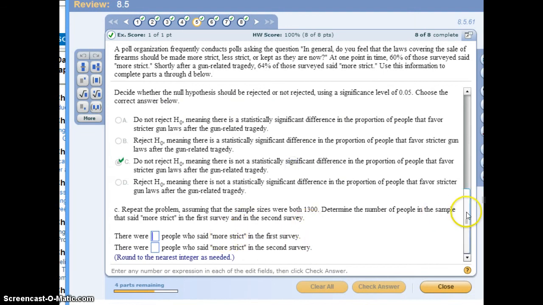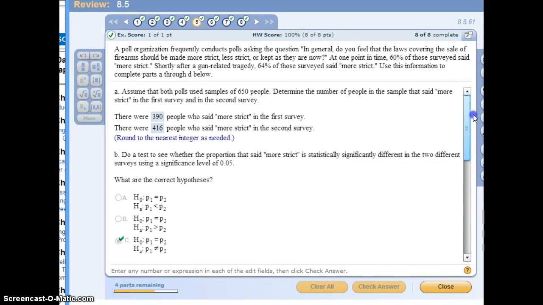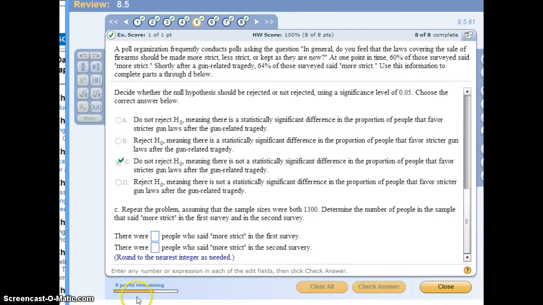And now they want to test if the sample size increased up to 1300, what would be changed for the results. So we can go ahead and use 1300 as our sample size, multiply by 0.6 to get the first answer, 780, and use the same sample size, multiply by 0.64, came out 832.